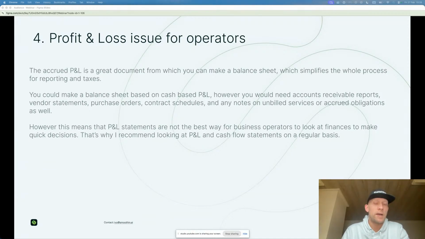So it's a great way to have very few documents to look at the health of a company. However, this means that profit and loss statements are not the best way for business operators to look at their finances and make quick decisions. That's why I'm always looking at the profit and loss and cash flow statements and making decisions based off of that, and keeping an eye on how much my buffer is in my bank account. Okay.